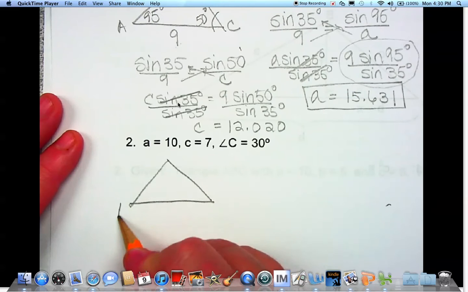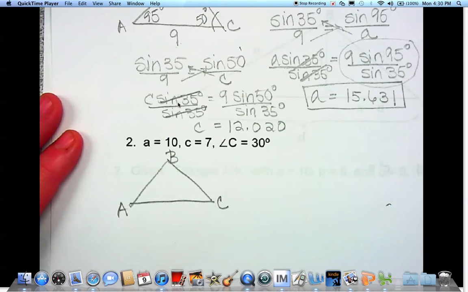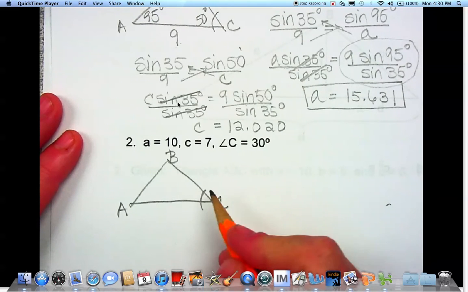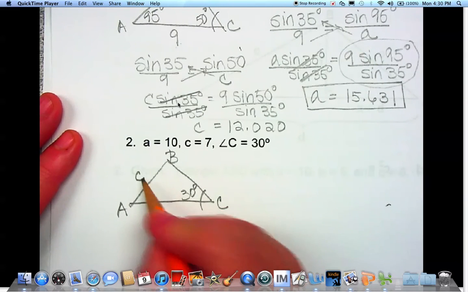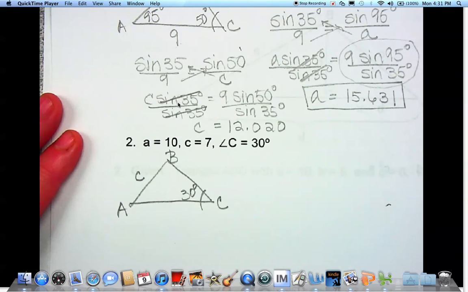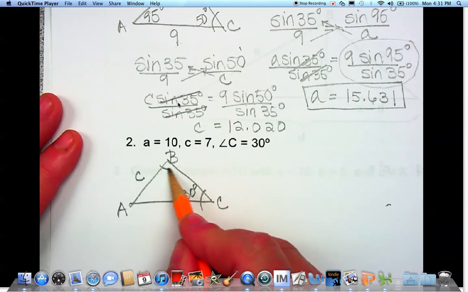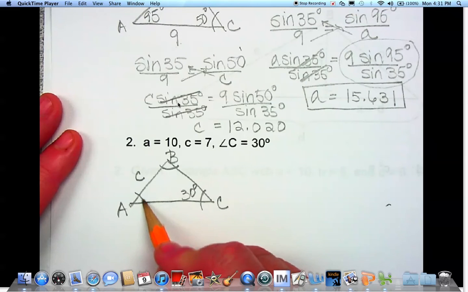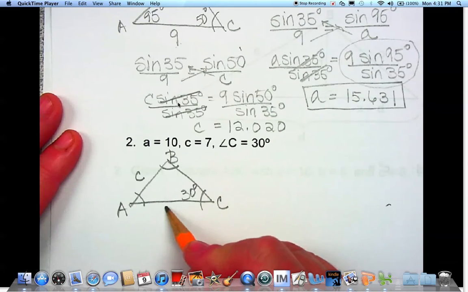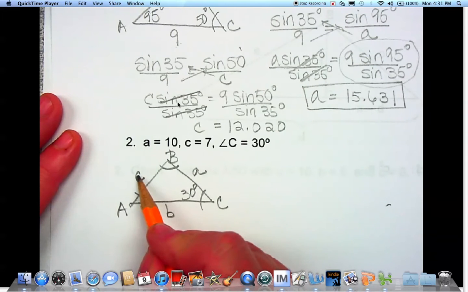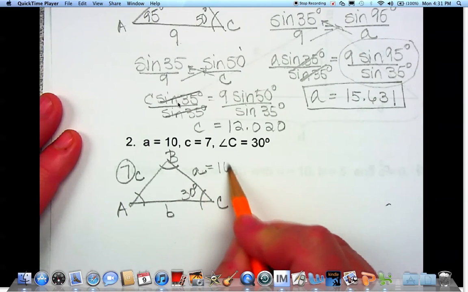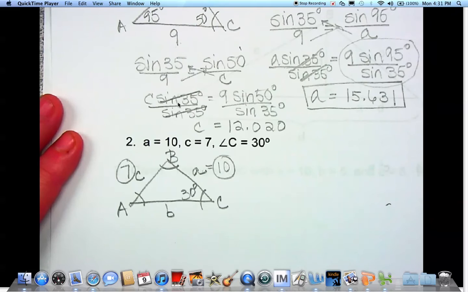Okay, so we got triangle ABC. Angle C is 30 degrees. Across from angle C is little c. We don't know the angle of B, and we don't know the angle of A, but across from angle B is little b, and across from angle A is little a. And c equals 7, and a equals 10. So we can find some missing angles and sides here.